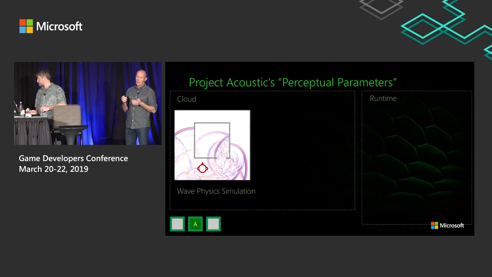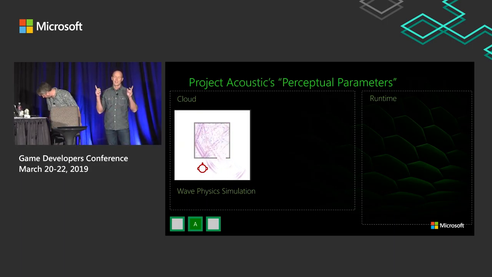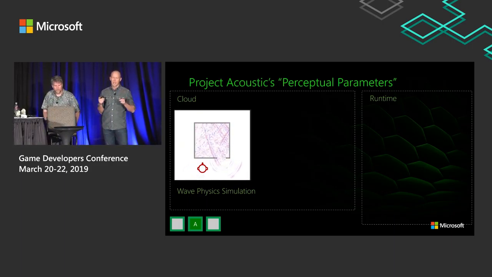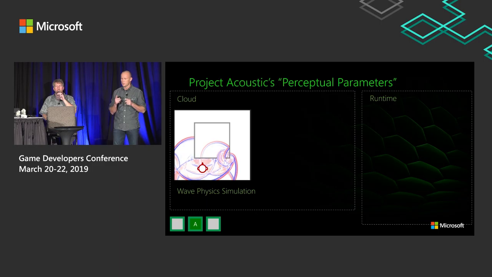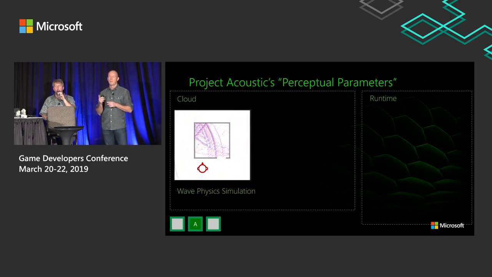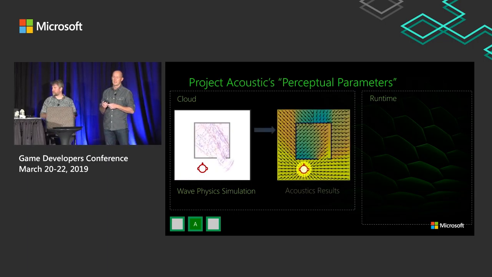So how do we get from terabytes of complex wave physics simulations in the cloud for each possible sound and player location pair to just a few megabytes of perceptual parameters in console RAM? Well, the magic is in the transformation from impulse responses to metadata.